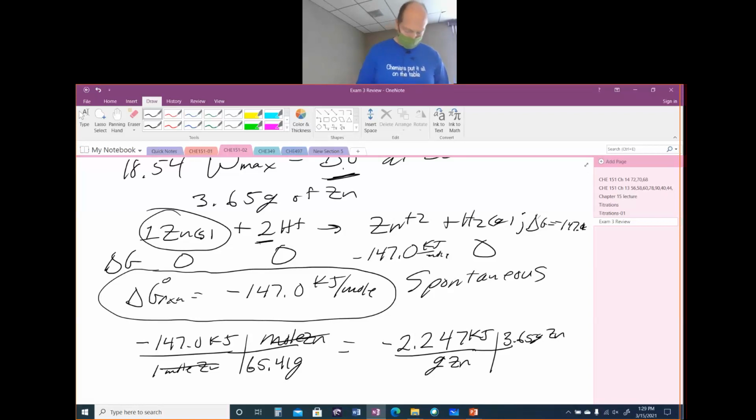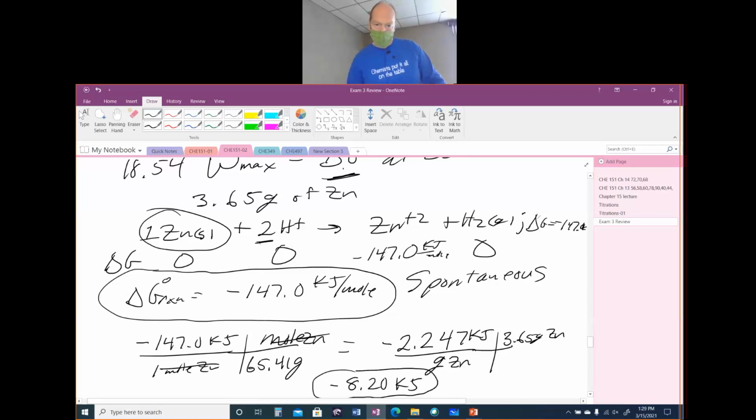And so we can do 8.20 kilojoules of work. So that would be a negative 8.20 kilojoules. So we can do 8.20 kilojoules of work for 3.65 grams of zinc running that reaction. All right, so kilojoules in delta G is in kilojoules per mole.